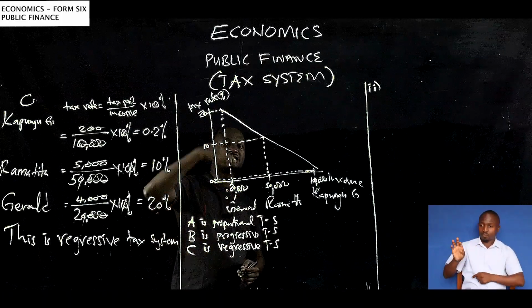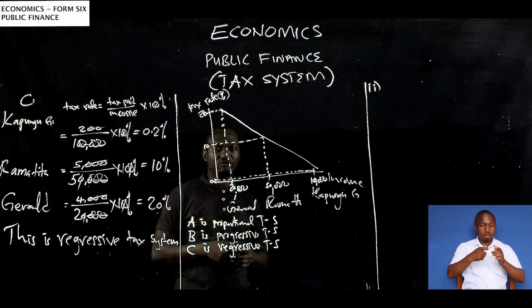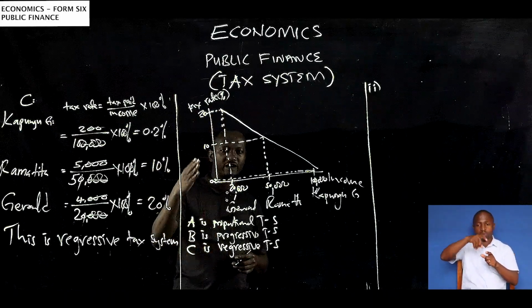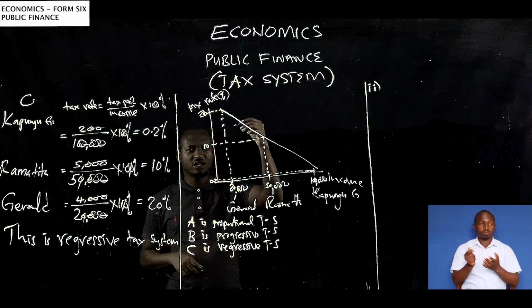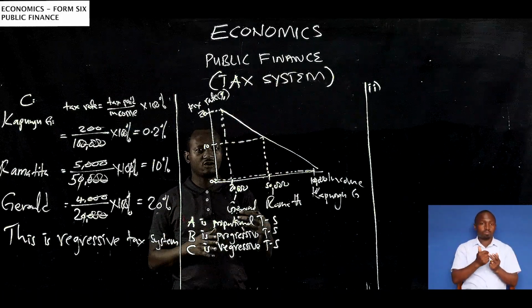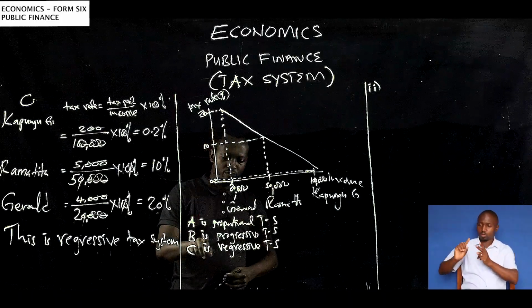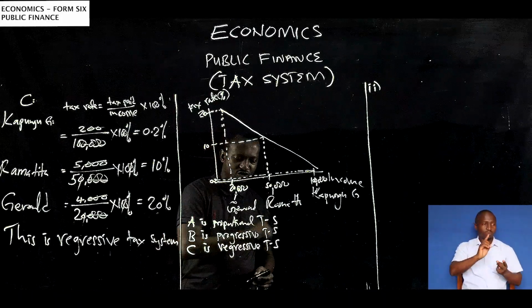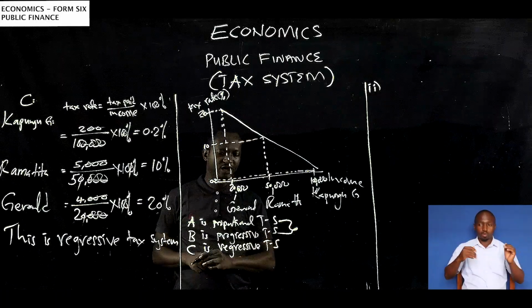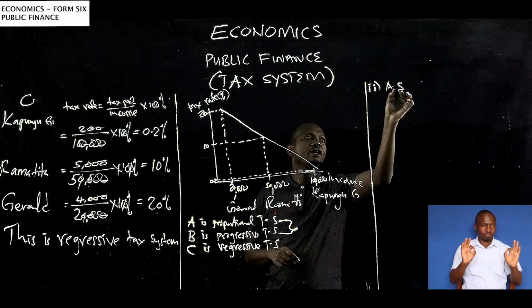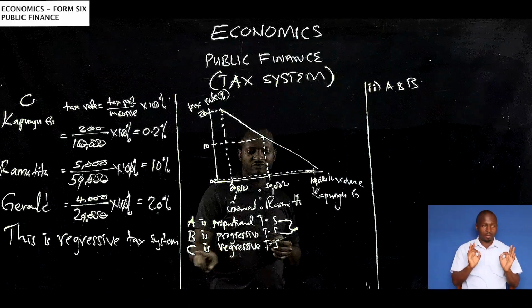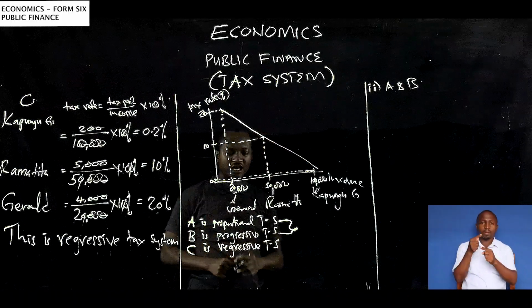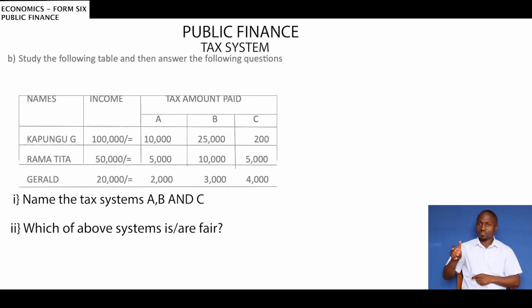the tax rate is increased with increase in the amount of income. So it's also fair to tax the rich class a high rate and the lower class a low rate. So progressive and proportional, both are fair. So A and B are fair. But regressive is not fair because low income earners are taxed higher than high income earners.